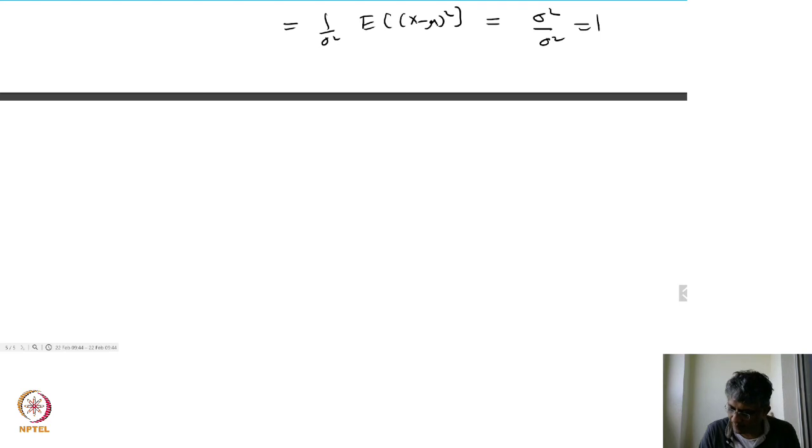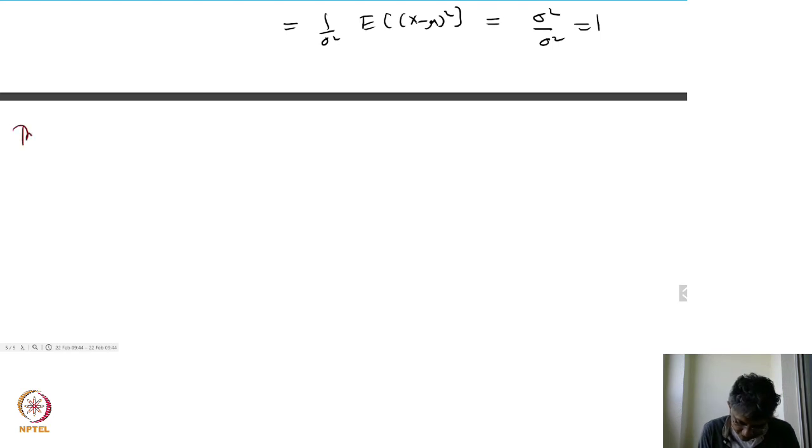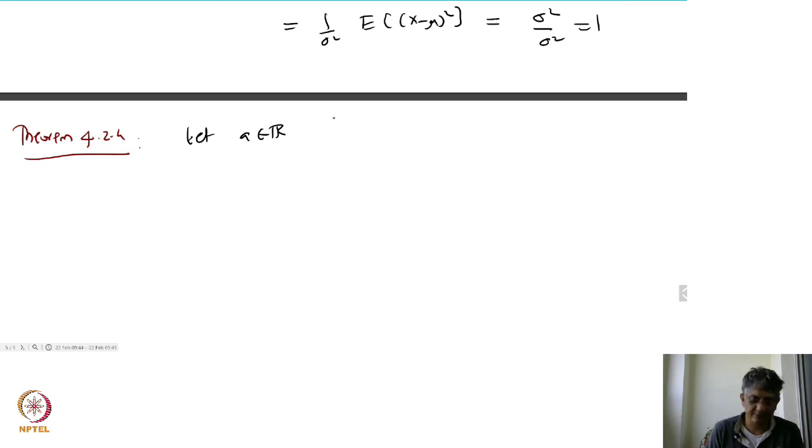There are some standard properties of random variables with regard to variance and standard deviation. I'll write it down and leave the proof as an exercise. It's not that hard to show, because given how we have shown the properties of mean, it's kind of easy. So here's a theorem. Let A be a real number, and X be a random variable.